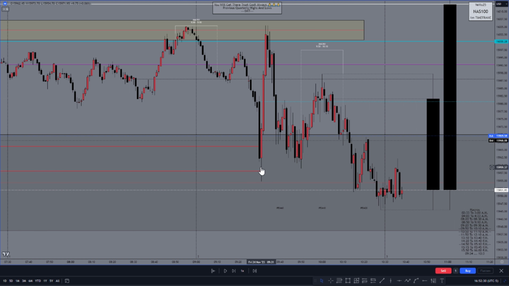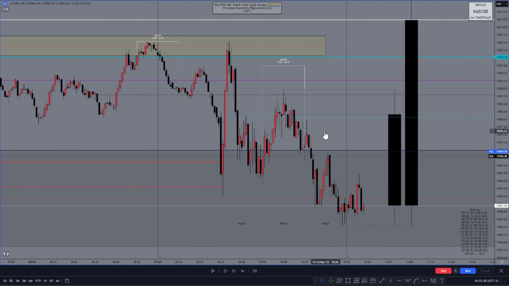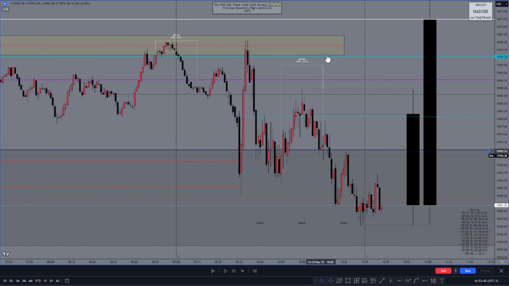Because you can expect a movement higher again, and after that, if you want, you can sell again there and there. Okay, so that's it. I think I showed you everything about this trade.